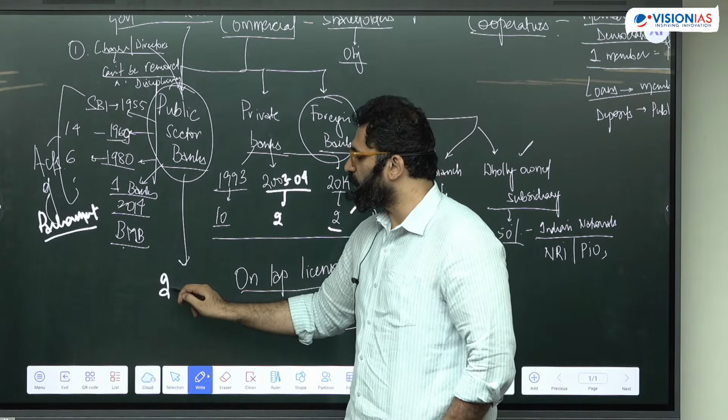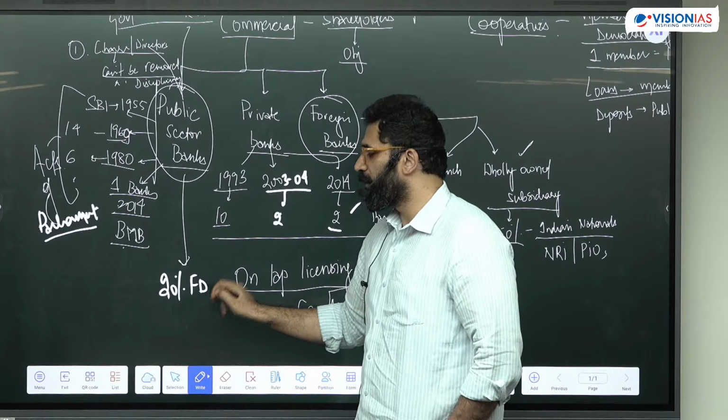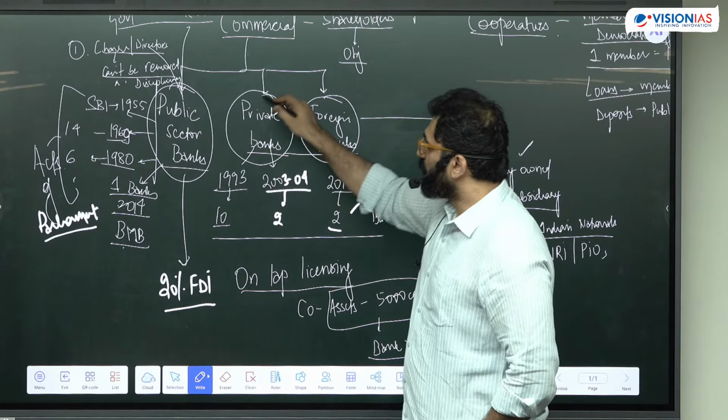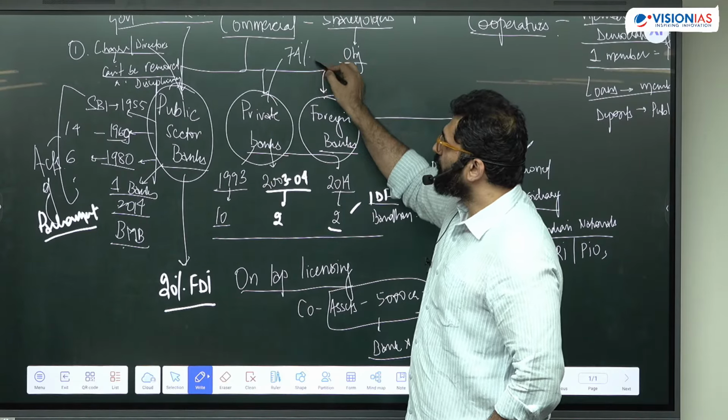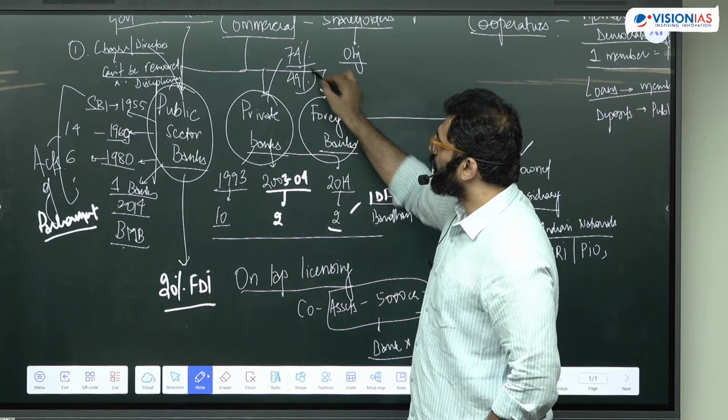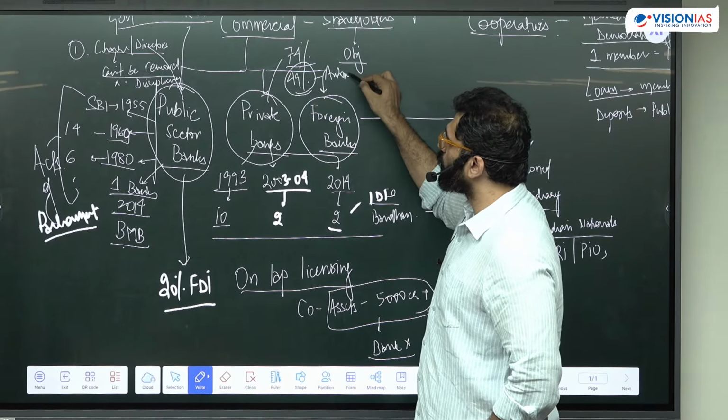In public sector banks, 20% FDI is allowed. In private banks, 74% is allowed, of which 49% is automatic. Then it is the approval route.